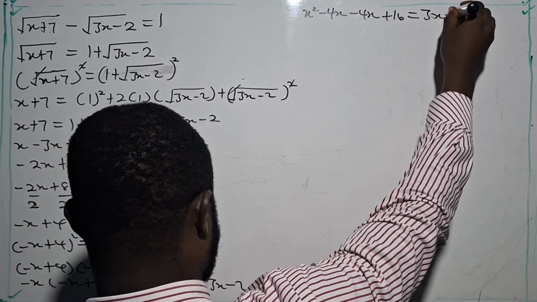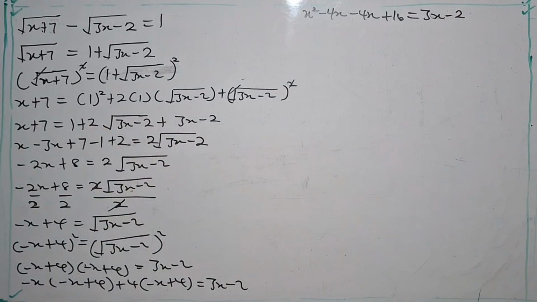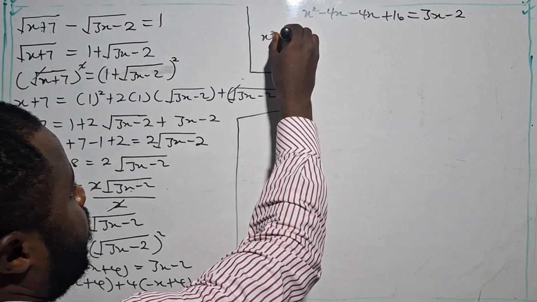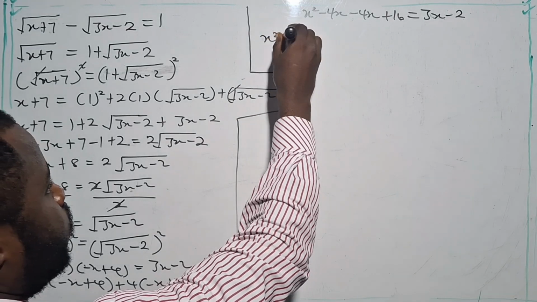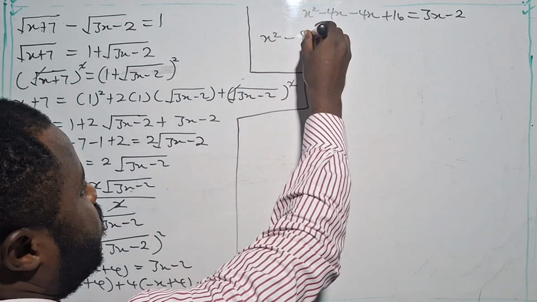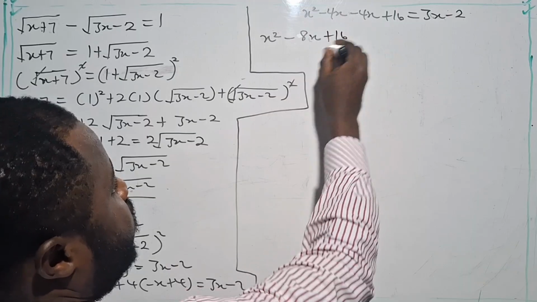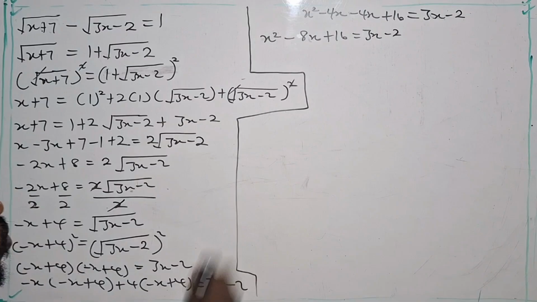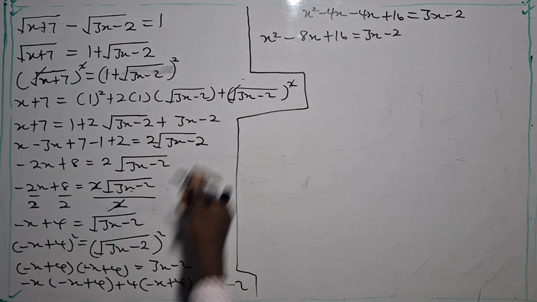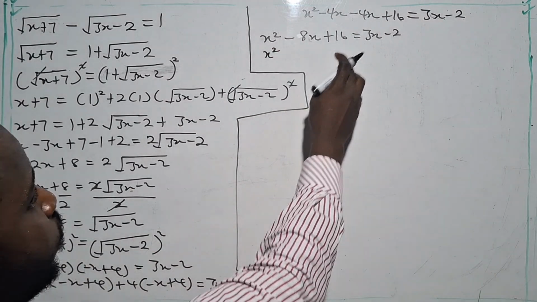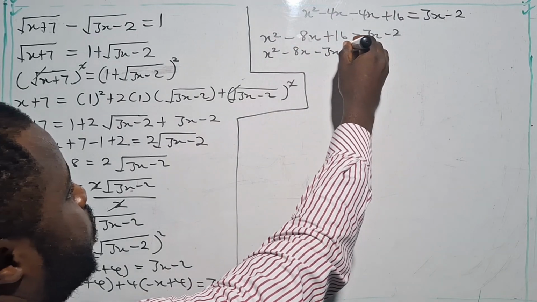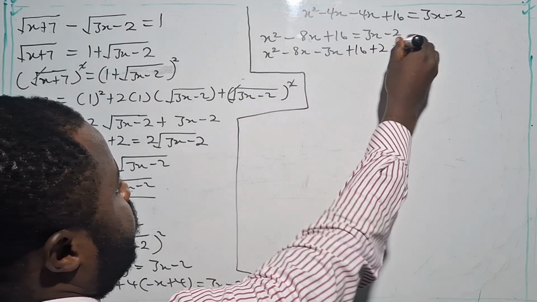Follow closely. So this side will give us x squared minus 8x plus 16 is equal to 3x minus 2. So here we have to group like terms. So I have x squared, then minus 8x minus 3x plus 16 plus 2 is equal to 0.